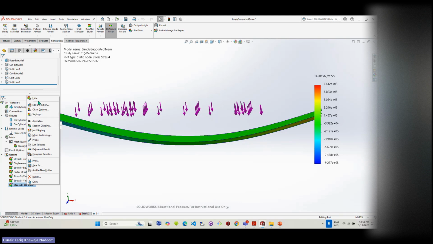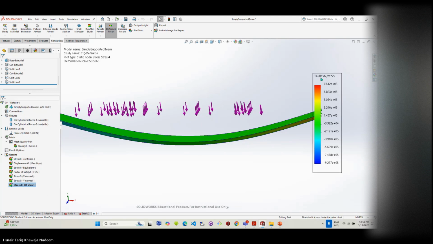Okay, and show. So this is tau x. X means normal. X actually tells you the vector of the area. So the area is perpendicular to x-axis and the direction is y. Okay, so this is the value.